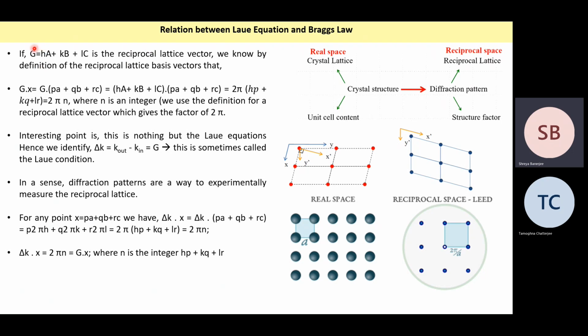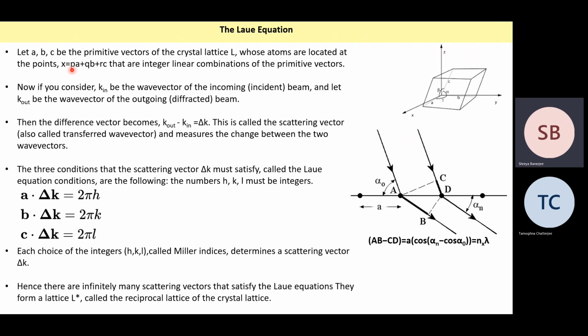Now, consider a reciprocal lattice vector defined by G, which is ha plus kb plus lc. So basically G is a reciprocal lattice vector and it is defined by a, b, and c, which are the basis parameters of the reciprocal cell, and h, k, l are the Miller indices. Now, if you multiply G with x, where x is any point on the crystal lattice, as you saw in the previous slide, x is defined by pa plus qb plus rc.